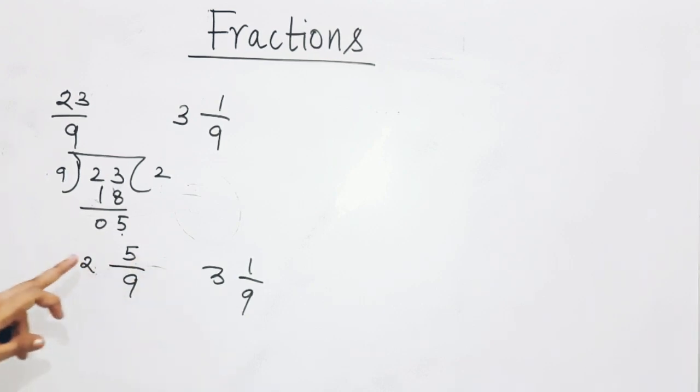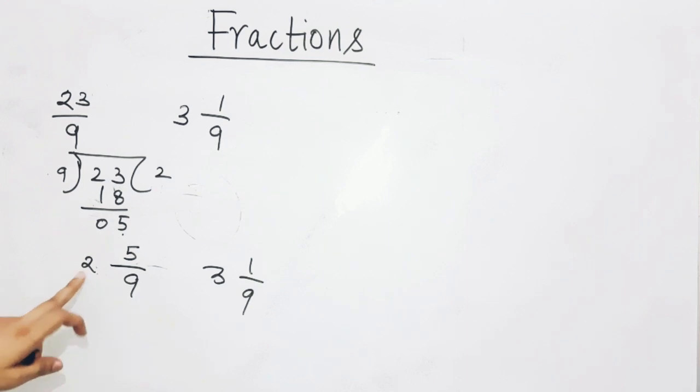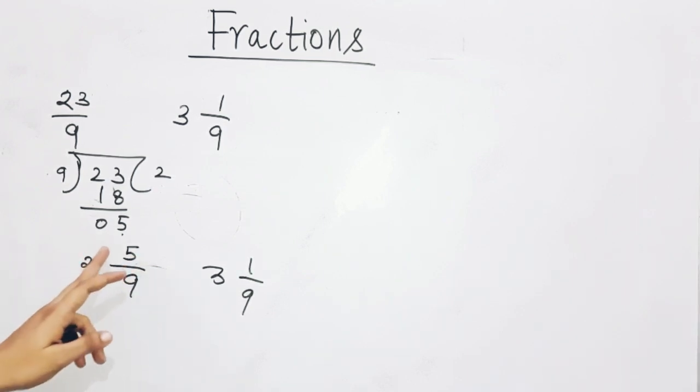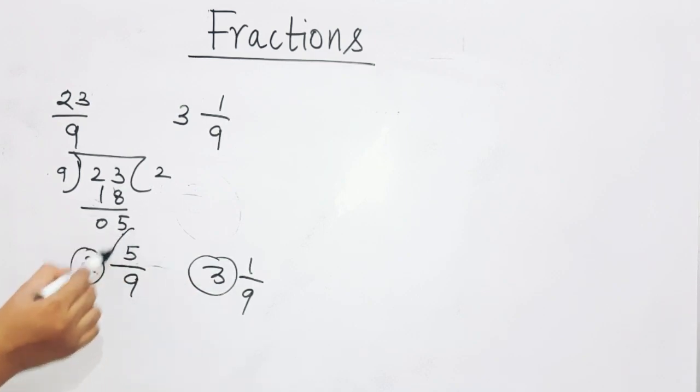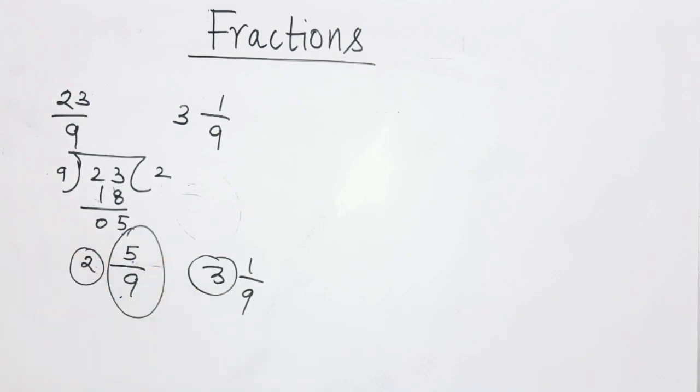Obviously 3 is greater than 2, and 5 is greater than 1. So what do we have to do? When we are comparing this part, see, 3 is greater than 2, but we are comparing this part, 5 upon 9 is greater than 1 upon 9. Then how will we proceed?